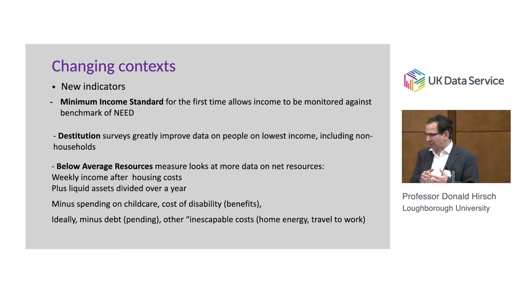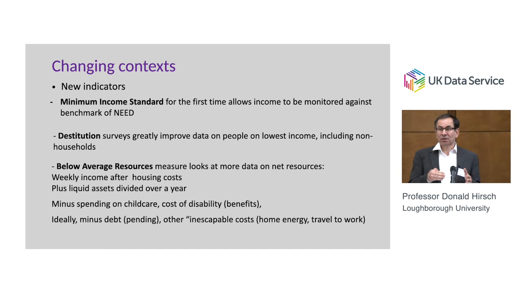But it also takes into account, it obviously subtracts housing costs, which we've already done for some time. It takes into account liquid assets, so if you have savings, then it takes into account the ability to use those. But it also tries to look at other costs, childcare, disability, although disability is very imperfect, so it uses the amount you get in extra cost benefits as a proxy for your disability costs. But it also hopes to look at things like debt and other inescapable costs such as home energy, travel to work.